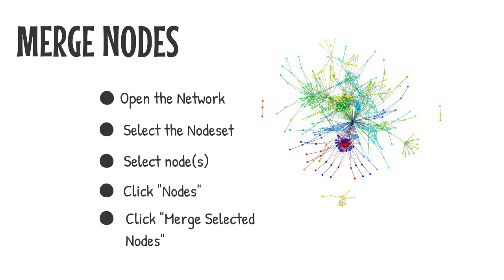Finally, click Nodes and delete selected nodes. To merge nodes, you will follow the same steps as to delete nodes, but when you have selected all the nodes you wish to merge, click Nodes and then click Merge Selected Nodes.